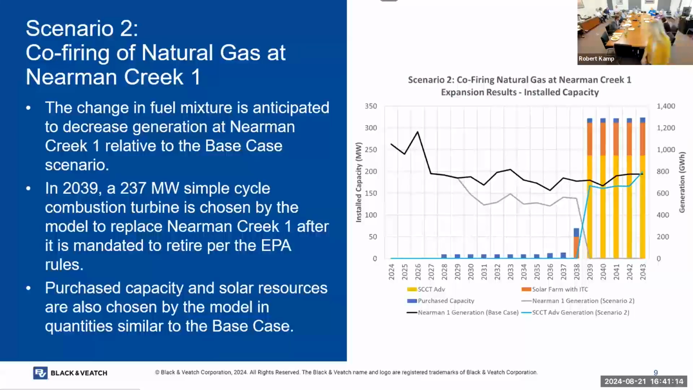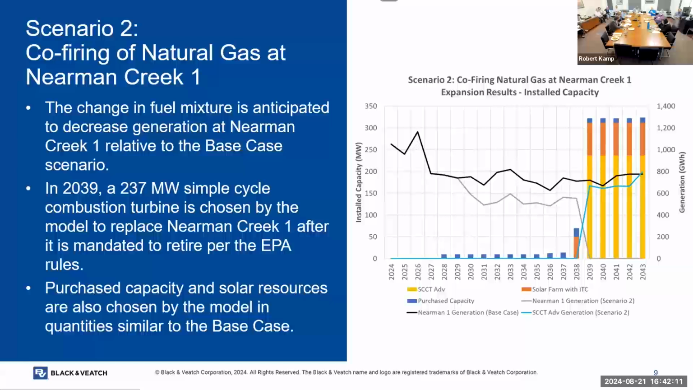Now, what else we can see in this graph is that in 2039, there's the enforced retirement of Nearman Creek 1. So its generation drops to zero. Simultaneously, we see a blue line pick up, and that is from a new generation source that the model has added: a 237 megawatt simple cycle natural gas fired combustion turbine. The capacity of Nearman Creek 1 is 235 megawatts in the model, and so this combustion turbine is almost a drop-in replacement. You'll see that its generation picks up in 2039, and it's fairly similar to what was predicted for Nearman Creek 1 in the base case.